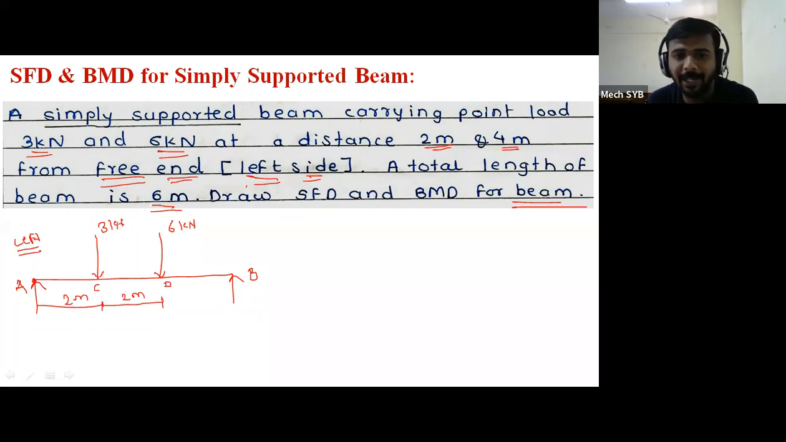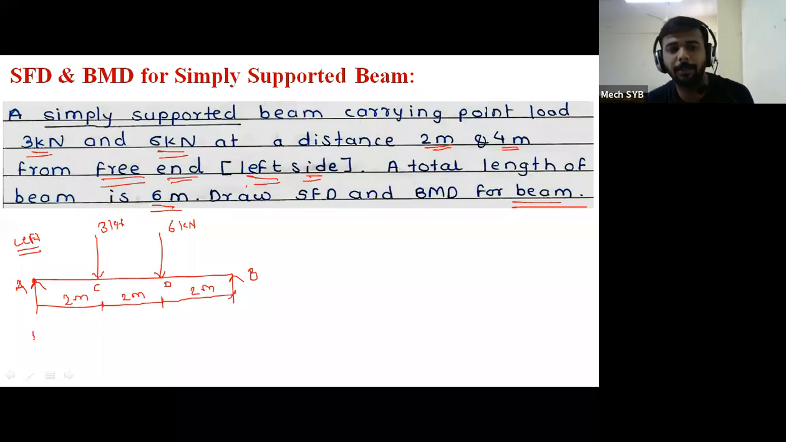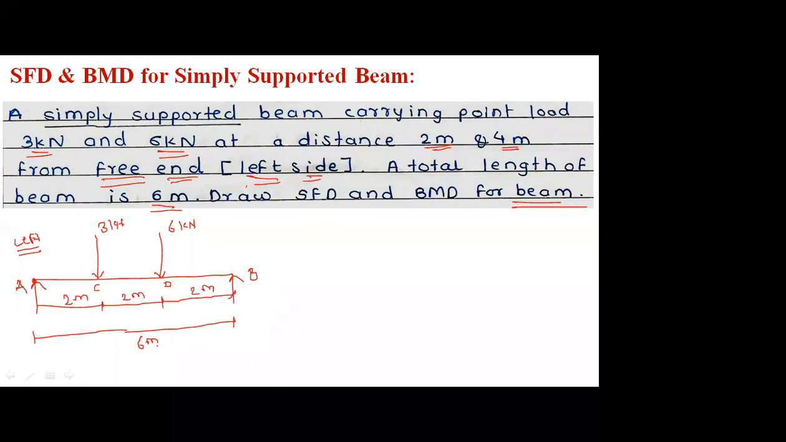Okay. Then what is the remaining distance? DB distance is 2 meter, 2 meter because the total length of the beam is 6 meter. So this is the loading diagram.